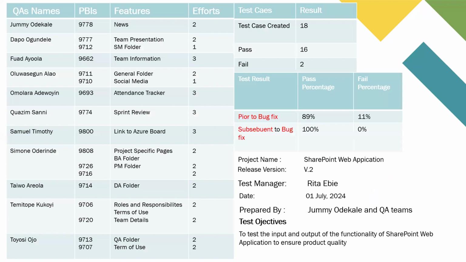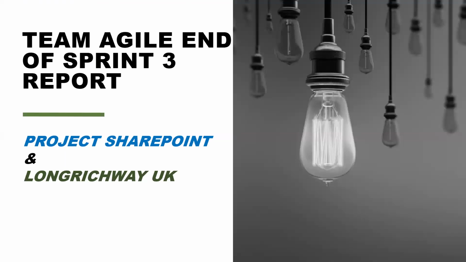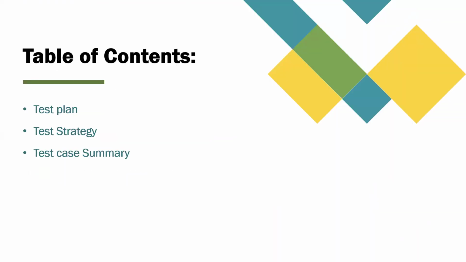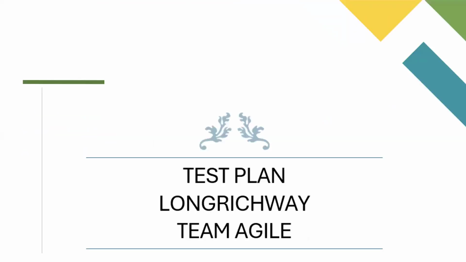So here's more traceability matrices that detail the efforts that the QA put into executing these test cases in this sprint. Next page. So now moving on to sprint 3, we had to work on the SharePoint page and Longreach Way, which was an e-commerce website.